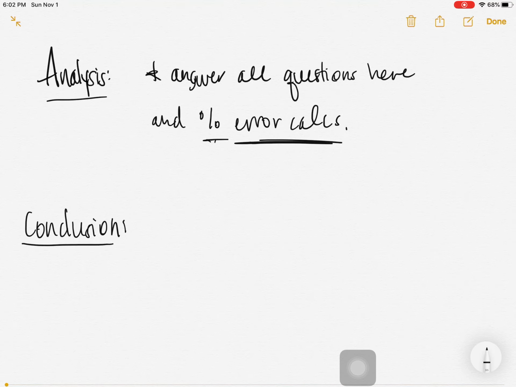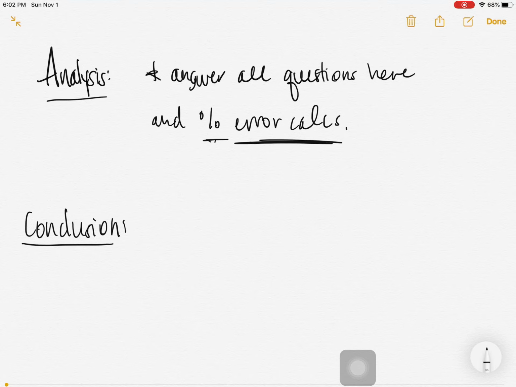Following data comes the analysis. In the analysis section, you're going to answer all the questions that were asked of you on the lab paper. So in this case, I believe there are 4 or 5 that it asks you to answer and summarize. You're going to do that in the analysis section. You can just number them 1 through 5 and answer them.